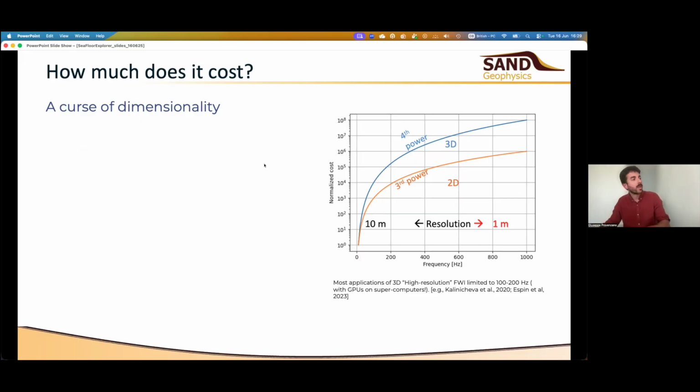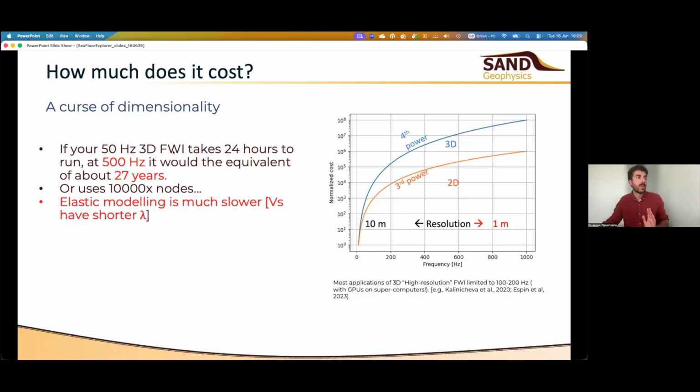So what does that mean? That if your 50 Hz 3D FWI takes 24 hours to run, at 500 Hz, it will take the equivalent of 27 years. So this is just to say that full waveform inversion is an HPC problem. It is so in oil and gas, and it is even more so when we aim for resolutions that are useful for the kind of scales that we want to be looking at for a wind farm site characterization.